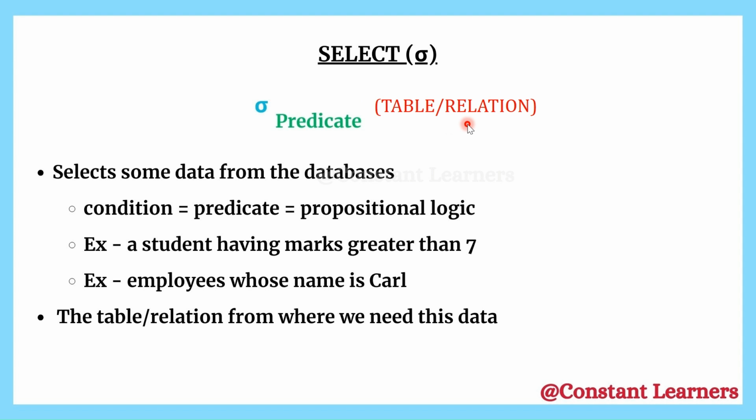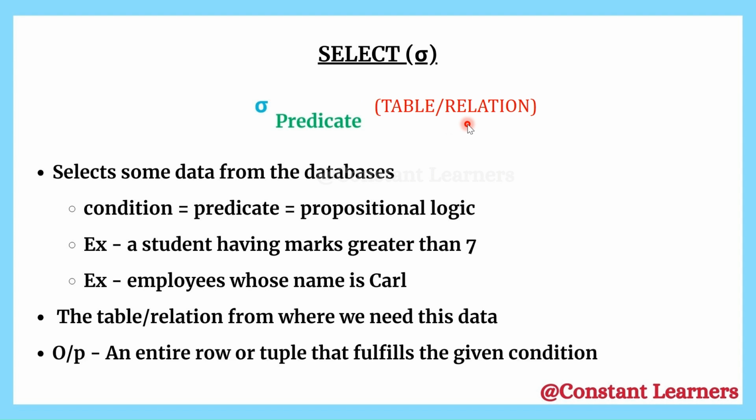Now, finally, what would the output be? The output would be an entire row or tuple. This we need to remember very well, that select operation fetches the entire row or the tuple that will follow this predicate or condition, that will fulfill this condition, right? The output will be in the form of a table. But this table will contain the rows that will satisfy this condition, all right? And these rows will have all the attributes or all the columns that are present in the original table.